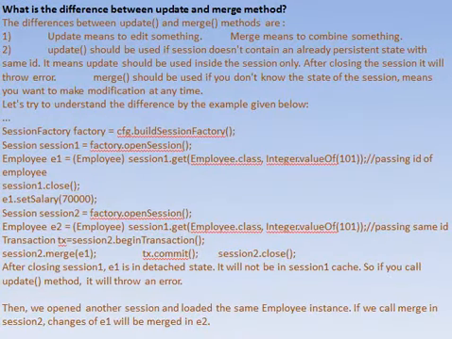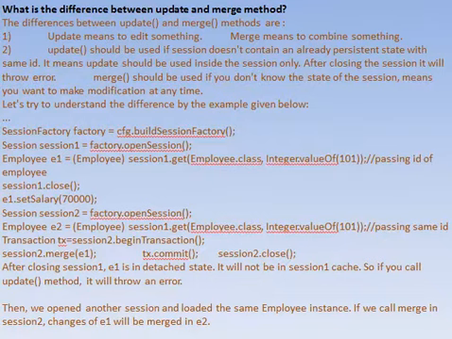What is the difference between update and merge method? The differences between update and merge methods are: 1. Update means to edit something. Merge means to combine something. 2. Update should be used if session doesn't contain an already persistent state with the same id. It means update should be used inside the session only. After closing the session it will throw an error. Merge should be used if you don't know the state of the session, meaning you want to make modification at any time. Let's try to understand the difference by the example given below.